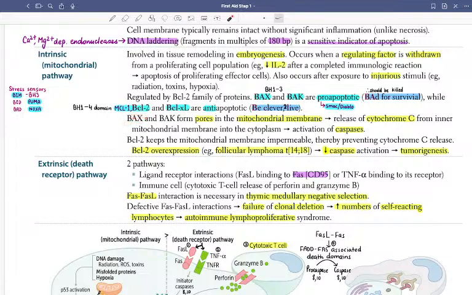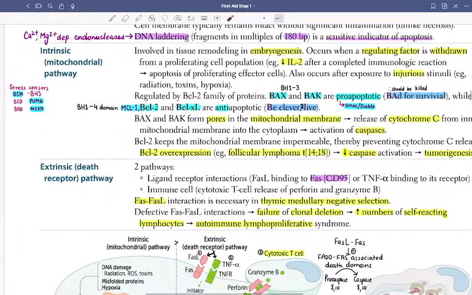BAX and BAK form pores in the mitochondrial membrane, cytochrome C is released, and caspase is activated. BCL2 keeps the mitochondrial membrane impermeable. BCL2 overexpression is seen in follicular lymphoma, t(14;18), causing decreased caspase activation and tumorigenesis. And what are the stress sensors here?